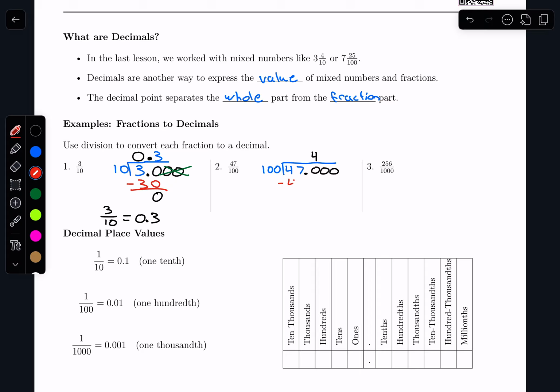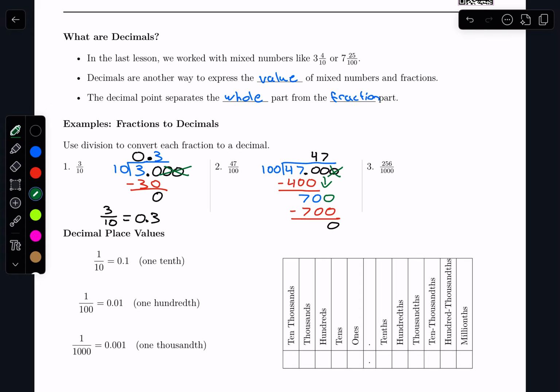4 times 100 is 400, so I subtract that down below. I end up with 70 left over. And then I'm going to drop down the next 0 that I had as a placeholder. That way, just like normal long division, I have that next digit ready to go. So now we have to divide 700 by 100. That gives me 7. So I put a 7 on top. 7 times 100 is 700, so I subtract 700 down below. And since that gives me 0, that tells me that I am done. I do not actually need that third 0 that I had prepared.